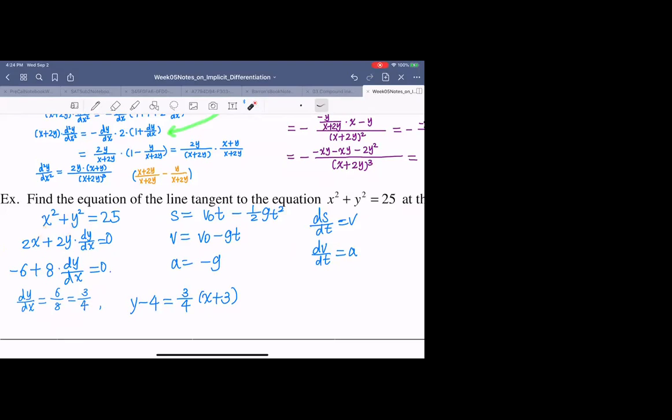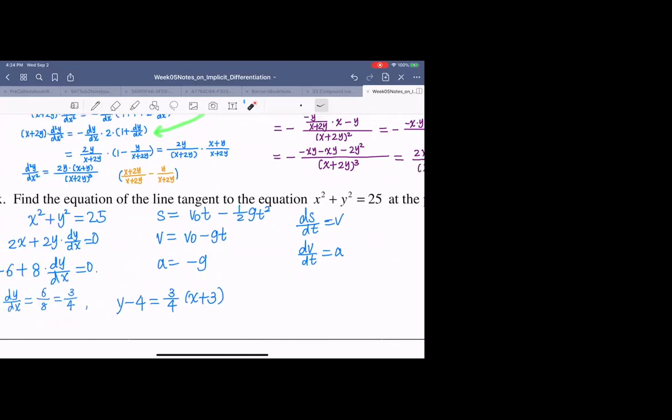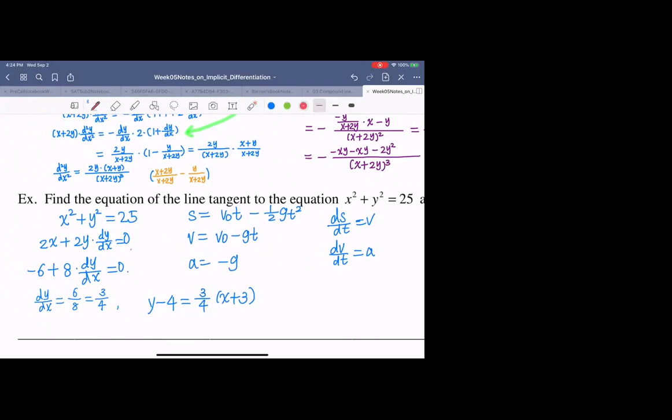Yeah. And you put -3 and 4 into this equation. Oh, I didn't realize. I forgot that it was multiplying. Okay, so this is -6 plus 8, and then dy over dx is 6/8, which is 3/4.